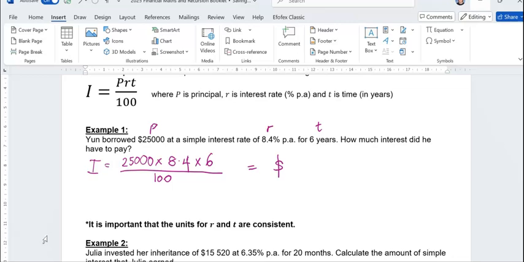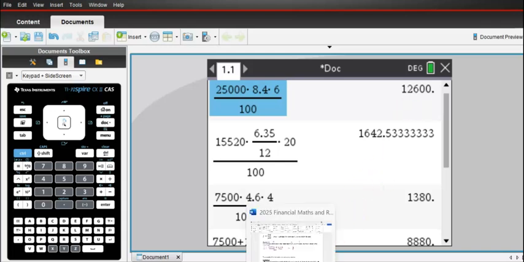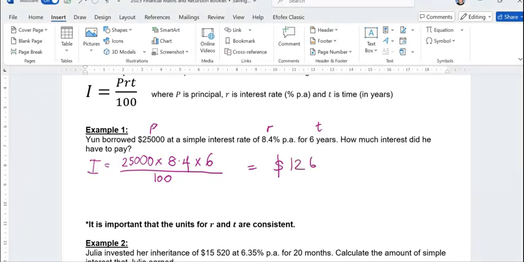So if you're doing that on the calculator, you'll see up the top there, you'll have to use a fraction template, and to get a fraction template you can press control and divide, and then we type in our three values, divide by 100, and we see that the interest that Yun would have to pay is $12,600. So all that means is, as well as Yun paying back the $25,000 that he borrowed, he'd have to also pay back an extra $12,600 as interest.